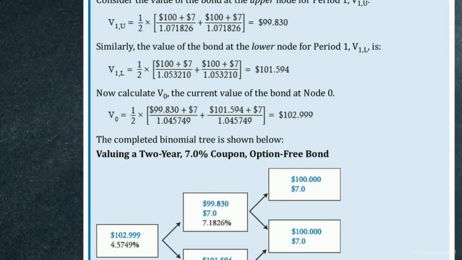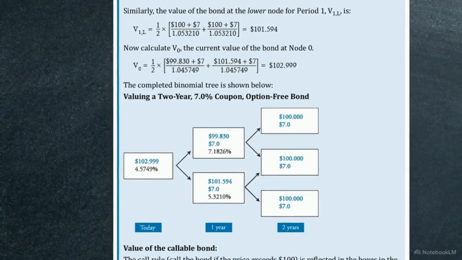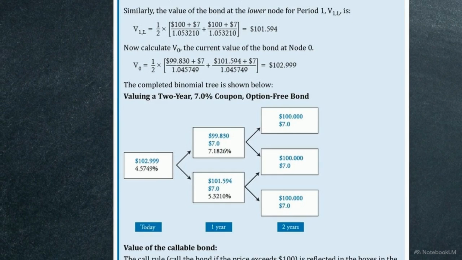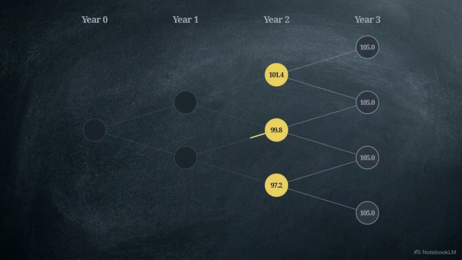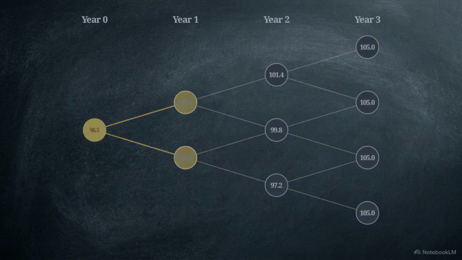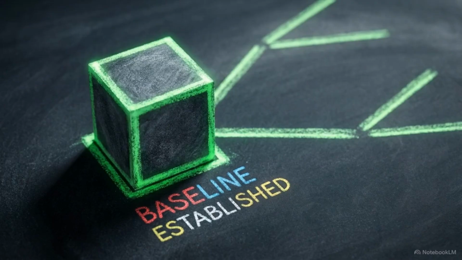Discounting the year 2 payoffs at the lower 5.3210% rate gives us a value of $101.594. That completes the first backward step for our straight option-free bond. Working backward, node by node, guarantees that we are correctly pricing the time value of money under different rate paths. This gives us our baseline present value, assuming, of course, that the bond has no hidden structural conditions.